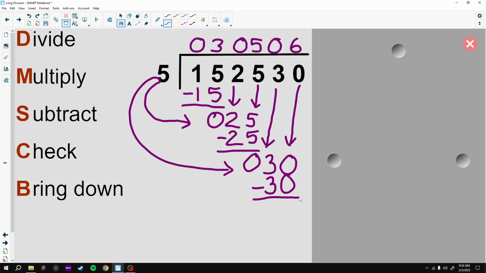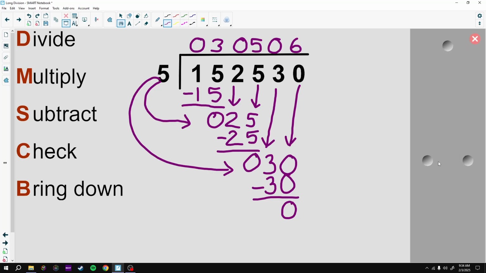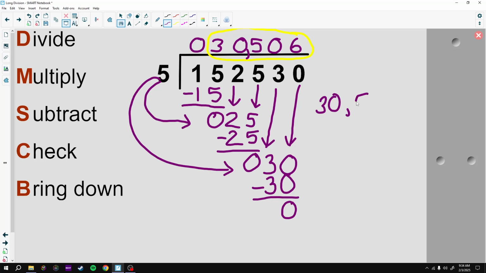And we subtract, and we get 0. 0 is once again checked off as smaller than 5. Ready to bring down our next number, except there are no more numbers. So it turns out the answer is, now you ignore this first 0, of course, and the answer would just be 30,506. Oops, I put my comma in the wrong place. Oh, Mr. Zigner. So it would go here. Let me rewrite that. 30,506.